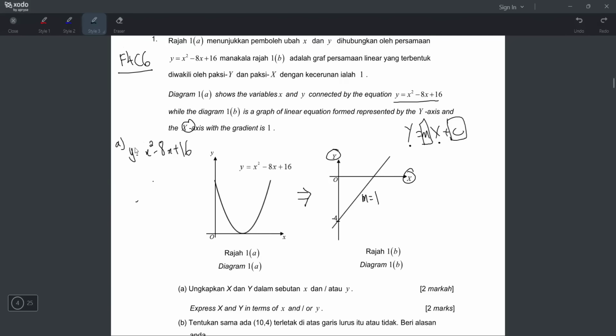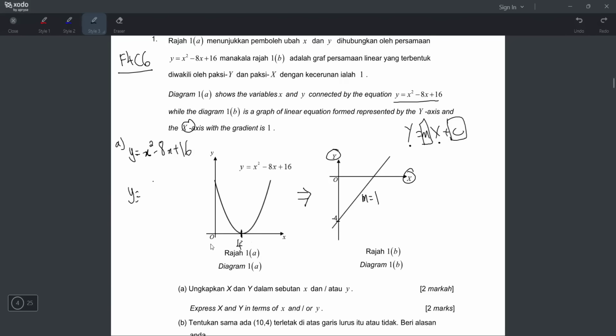Alright, I think I see it now. This x squared minus 8x plus 16, you can actually factorize this, because it's a quadratic, right? And after you factorize it, you will get the x-intercept here. So how you factorize is use your calculator. A press 1, B press -8, C press 16. And the calculator will give you 4. And there's only one answer, 4.